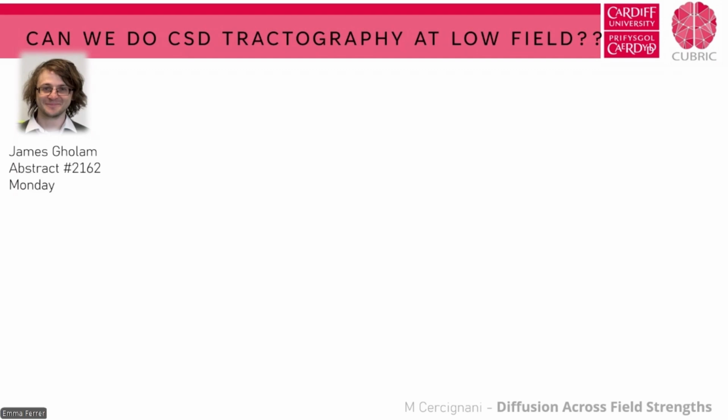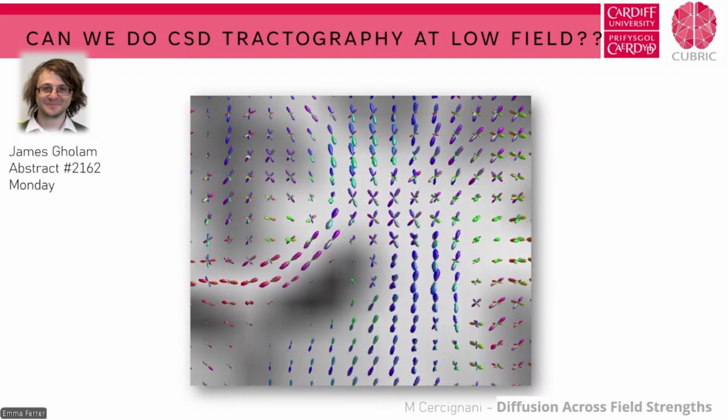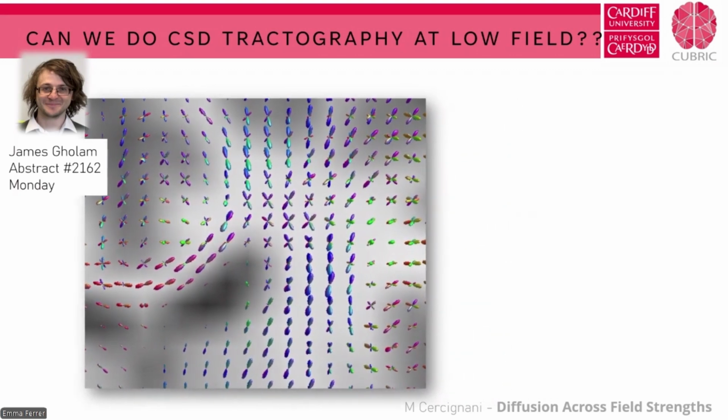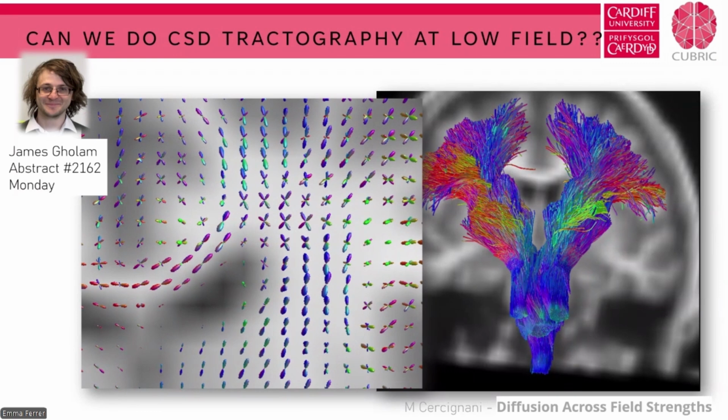And after 2 years of working on it, this year at ISMRM, James was able to show that we can actually do constrained spherical deconvolution from images obtained at 64 millitesla, and you can start to even estimate crossing fibers and stuff like that. And using this, you can get tractograms that start to look really quite pretty.